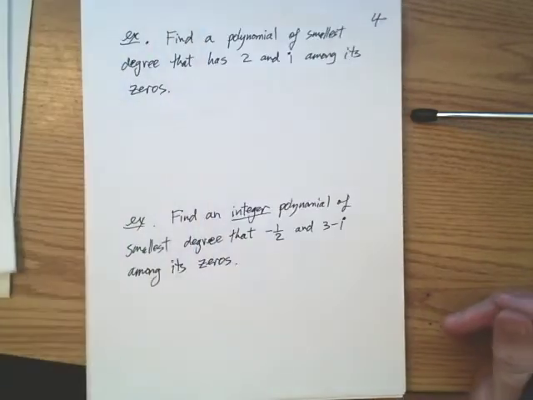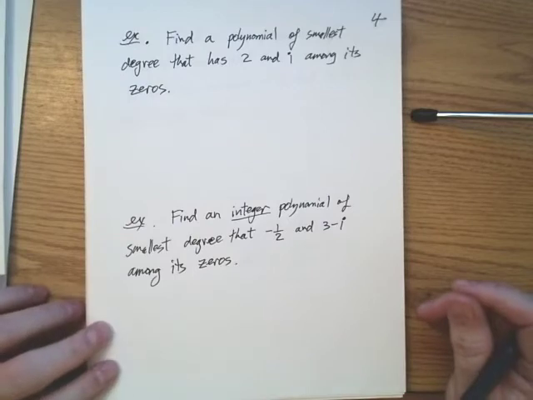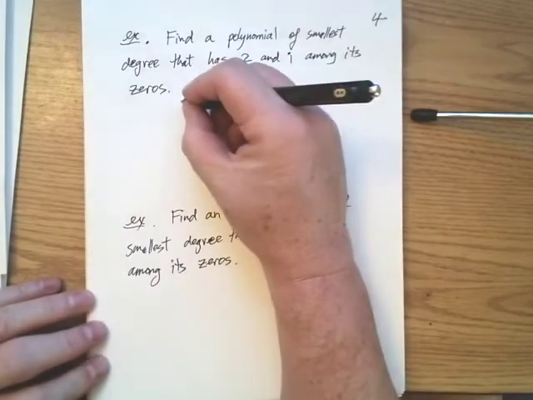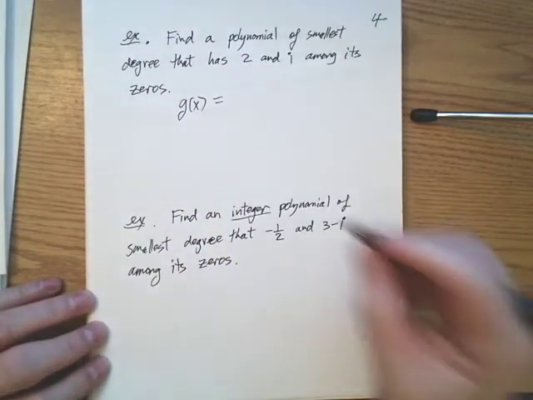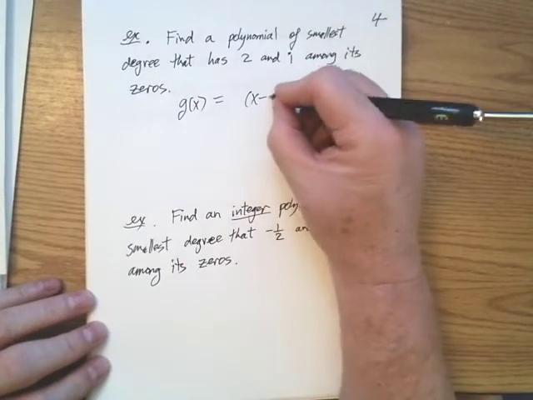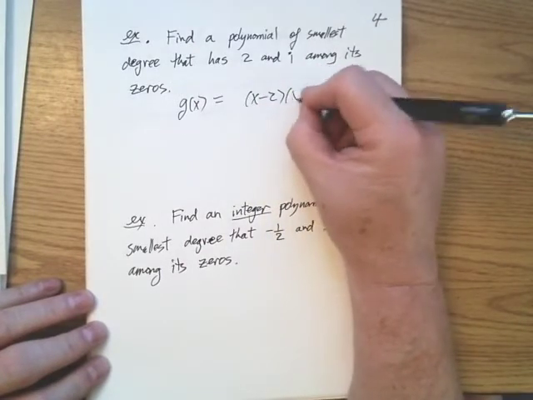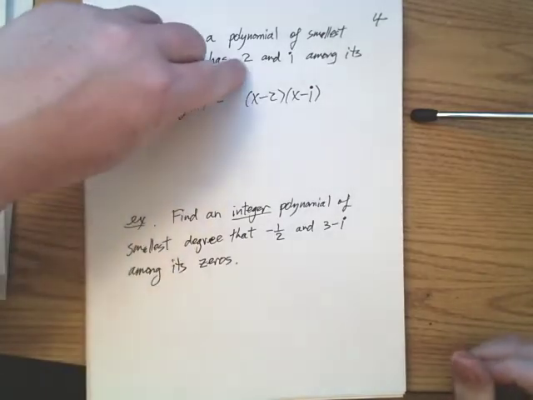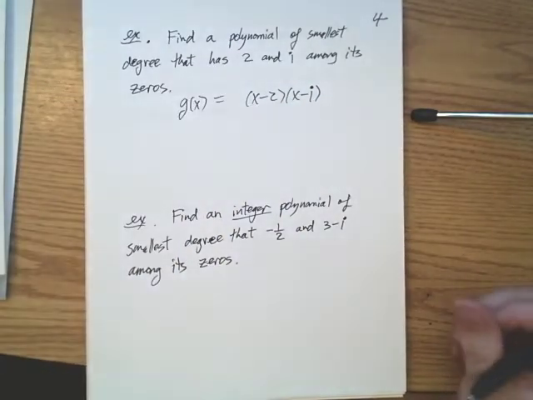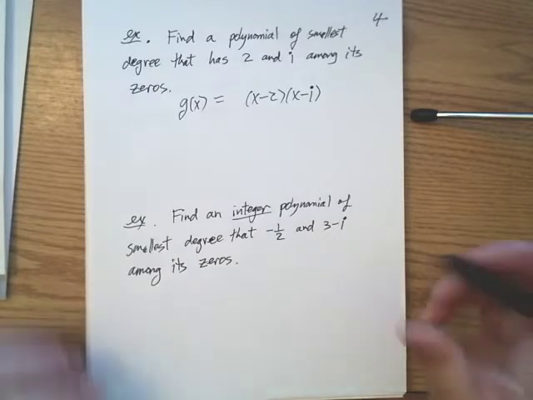Okay, let's look at another one. Find a polynomial of smallest degree that has 2 and i among its zeros. Okay, let's call this g of x for a change. Okay, how about what? X minus 2, and then what? X minus i. Those factors would guarantee what? 2 and i among its zeros, right?